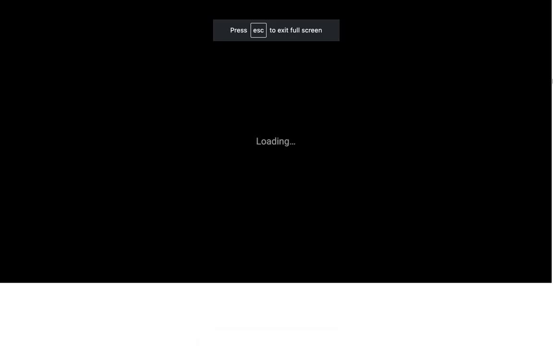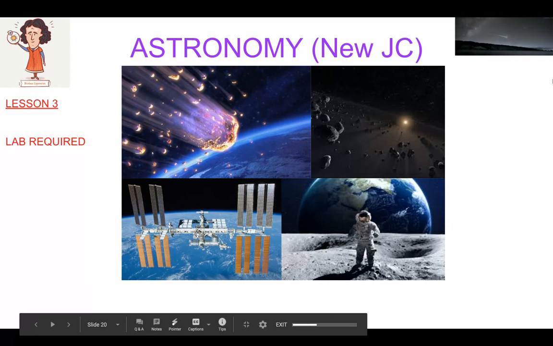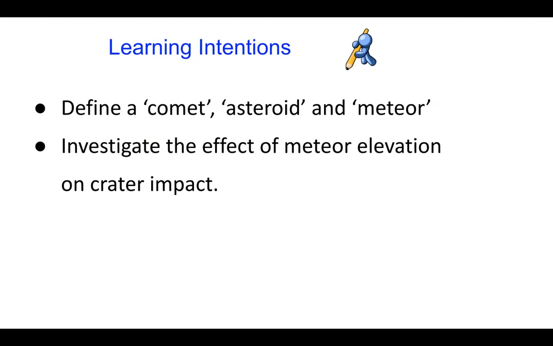Right, good morning, everyone. We're looking here at astronomy today, again, in relation to meteors, meteoroids, meteorites, asteroids, comets, the whole lot. Okay, so today our focus really is on being able to explain and define what these different celestial bodies are.